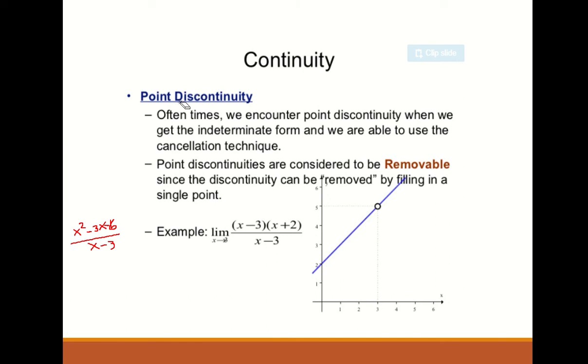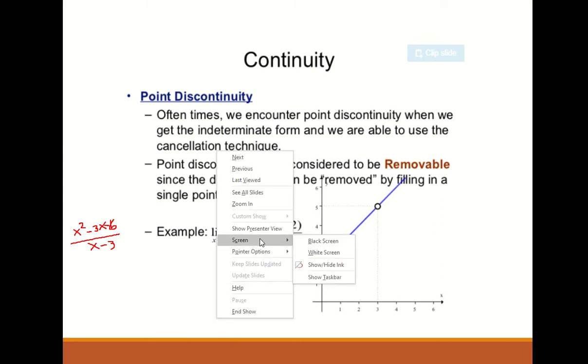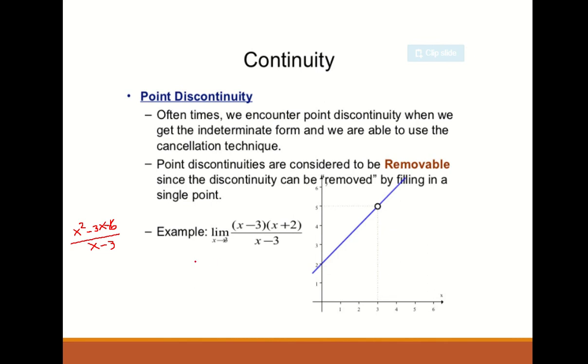So this is what is meant by point discontinuity. Point discontinuities are considered to be removable. If you graph this function, it will show you this kind of graph. At this point the function is discontinuous, and this can be repaired by just filling in this single point here. Like this, x minus 3 divided by x minus 3 cancels, so what is left is the limit of x plus 2 as x approaches 3.